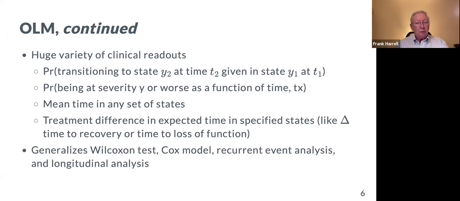So this generalizes the Wilcoxon test. It generalizes the Cox model. It handles time-dependent covariates if you need it. It contains recurrent event analysis as a special case, and longitudinal analysis. So one reason that I feel so strongly that OLMs should be seriously considered is they're a unifying theme. You don't keep learning special cases over and over. This applies to very simple univariate outcomes as well as more complex longitudinal studies as well as time-to-event studies.